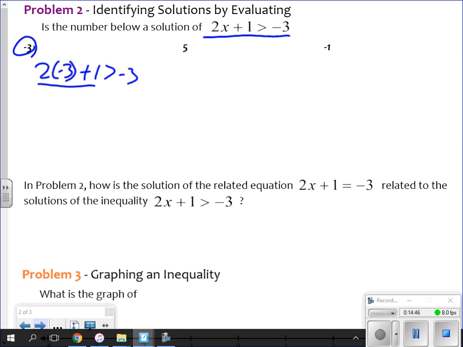So 2 times -3 is what? -6. So I have -6 plus 1 is greater than -3. What is negative 6 plus 1? Negative 5. So I have negative 5 greater than negative 3. Is negative 5 larger than negative 3? No, it's not. So is this true? No, this would be false. Doesn't work. It's false. It's no bueno.